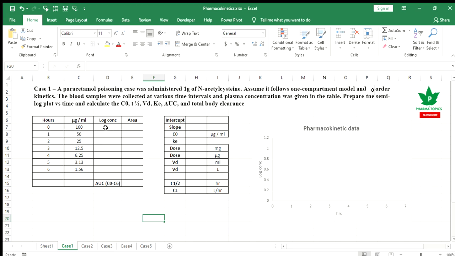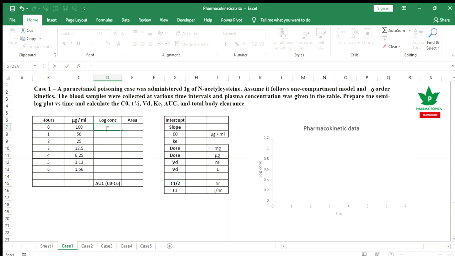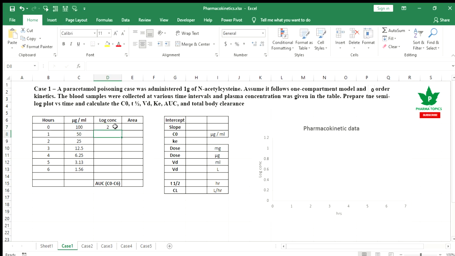So you have been given the concentration in micrograms at different hours. The first step is to calculate the log concentration, equal to log of this value, comma, 10. Similarly, you apply the log concentration for all the points. You leave the initial one. So I have given a log plot versus hours.